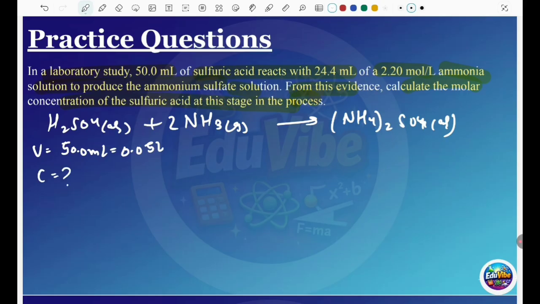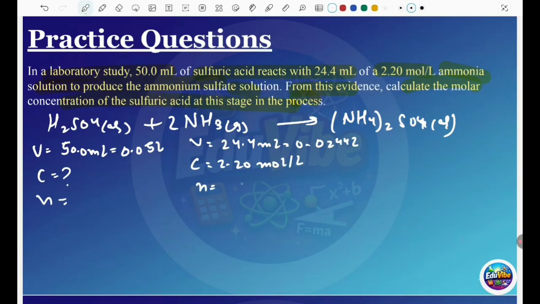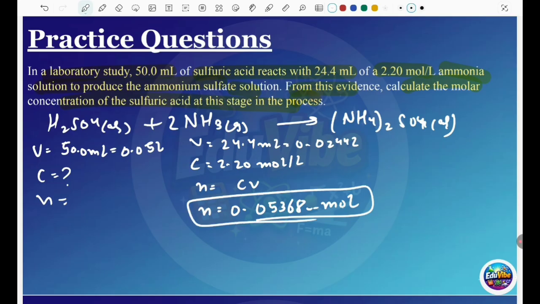We have to find the concentration of this, but we don't have the n of this. So we can find the n from the other things. We also have the volume for the NH3, which is 24.4 milliliters, which is basically 0.0244 liters. We have a concentration of 2.20 moles per liter. We can find the n from here, which is C times V. So C times V, which is 2.20 times 0.0244, we get 0.05368 moles.